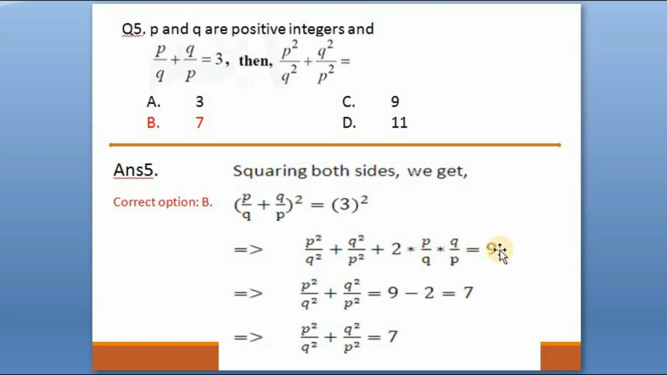So what is left? p square by q square plus q square by p square is equal to 9 minus 2, that is 7. So this is the value basically. So out of these given options, option B is the right answer. Okay, now let's move to the next question.